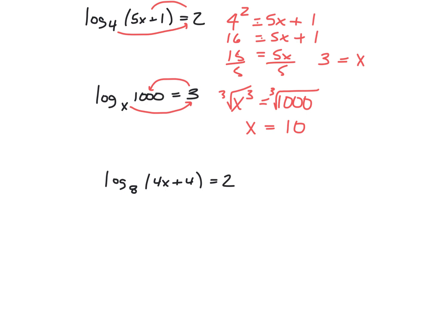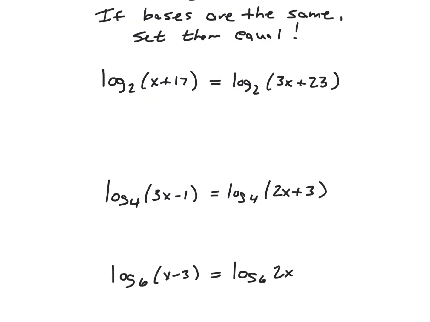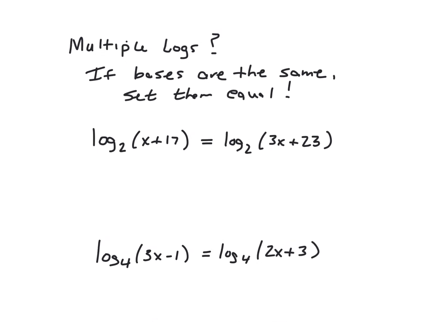And the last example in this form, the base is 8, the power is 2. So I'm going to have 8 to the second power is equal to 4x plus 4. 8 to the second is 64. Going to subtract 4, and I'm going to get x to be 15. So in all these, we have one single logarithm, and we're just changing the form of it and then solving the equation.